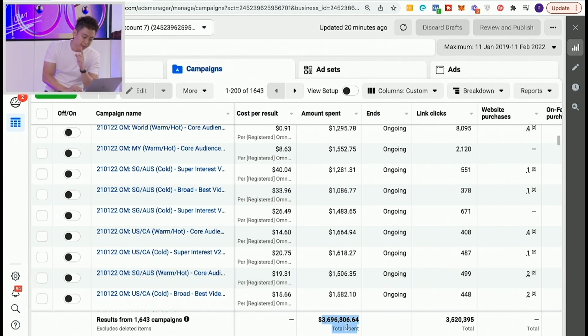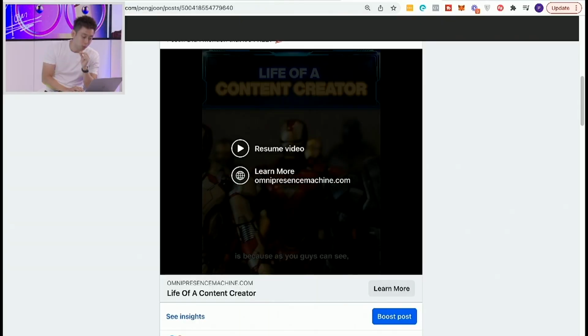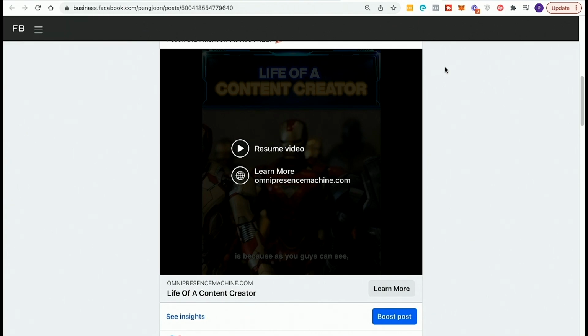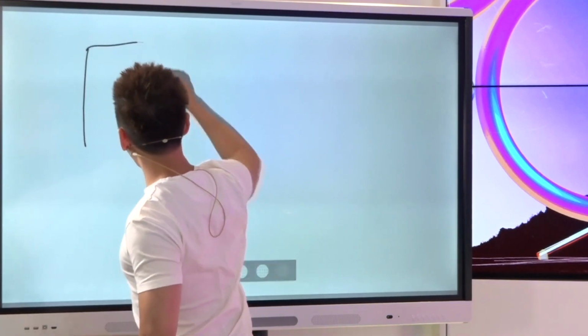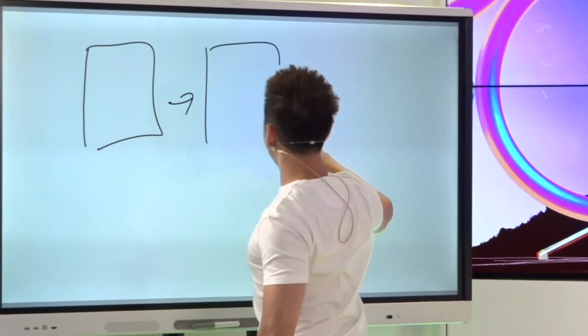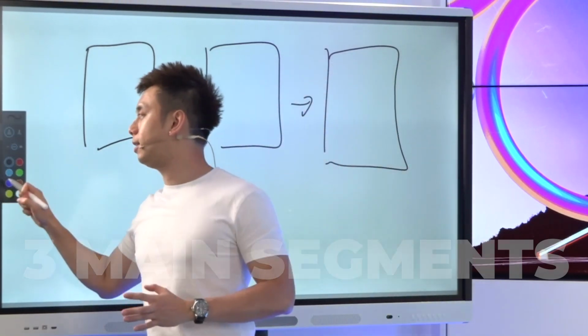So what does this mean? You're going to notice that when it comes to our ads, we actually reuse our hooks over and over again. Now, how does that work? Let me head over to the whiteboard for a second to show you what the structure might look like. So in other words, how I think about this is there are three main segments to creating a winning ad.